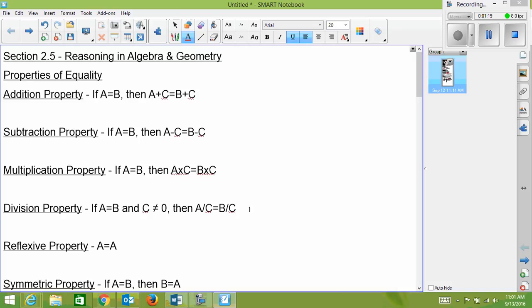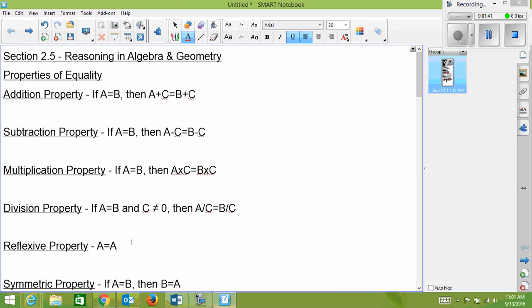This one changes a little bit because it's division, and remember that when you divide, you can't divide by 0, right? So you don't want to have C equal to 0. If A equals B, and C is not 0, then A divided by C would equal B divided by C. Remember, you can't have a 0 on the bottom of a fraction, so that it's not even a real number.